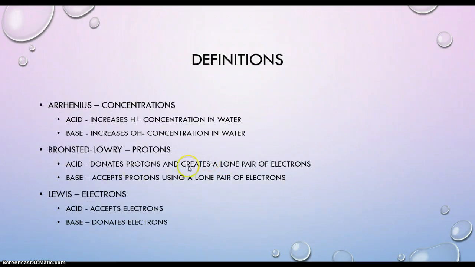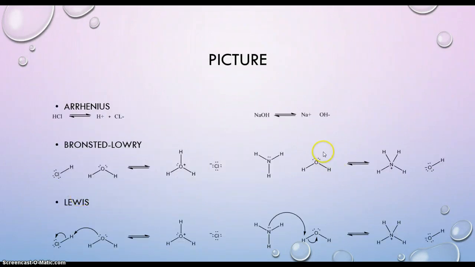While if we look at the base definition, then we have the water donating a hydrogen to the ammonia, and the ammonia using its electrons to accept that hydrogen, and then creating ammonium and OH minus. So here we start seeing that in these definitions you have an acid and you have a base. Right here your acid is your HCl, and your base is your water.